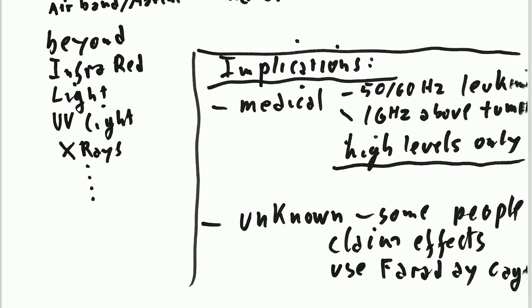Medical implications, 50 to 60 hertz. If you live under a high voltage pylon, there's a higher chance of leukemia. That's a study which came out in Sweden some time ago. Please check it out and have a look through that. At 1 gigahertz and above, again, there were studies and lots of anecdotal stuff which can cause tumors.